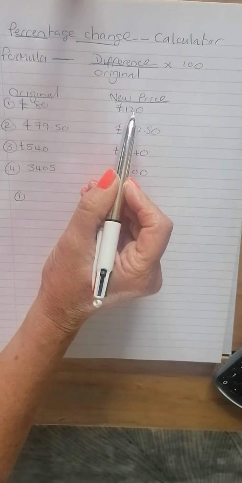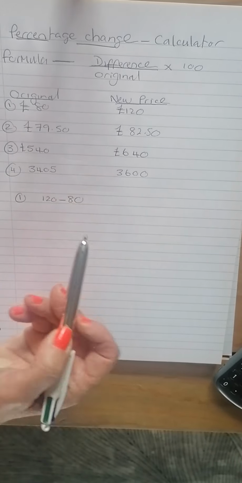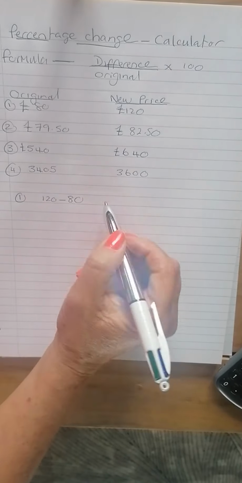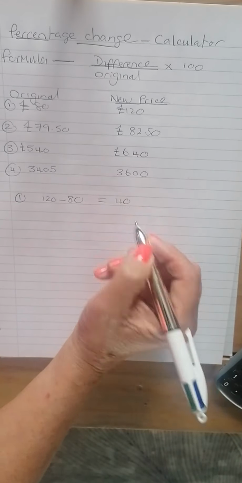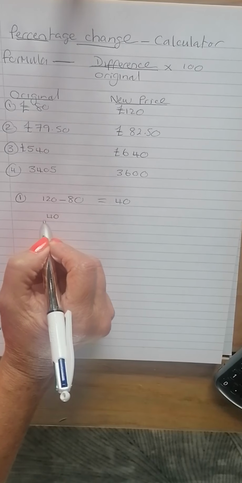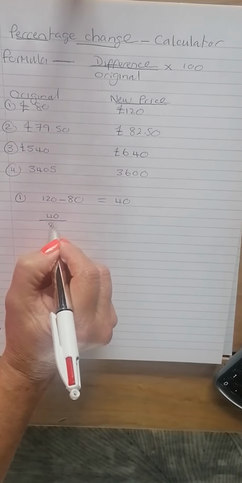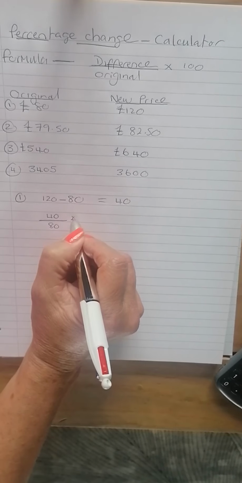So let's find the difference. So the difference is 120 take away 80. The difference in these two numbers is 40. So using our formula for number 1, the difference was 40 over the original amount. The original amount was 80. I'm going to multiply it by 100.